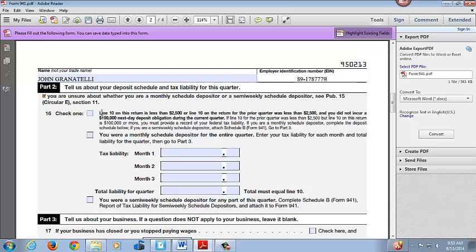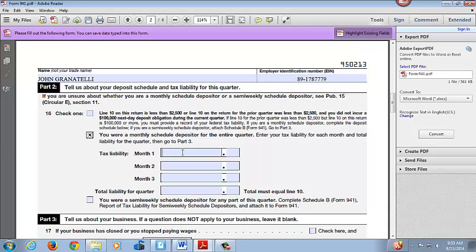The first option is if your return is for less than $2,500, in which case you would check here. We're not going to have one of those, because we're always going to owe more than that. So here you check if you're a monthly schedule depositor. I'm going to check there because that's what we are.